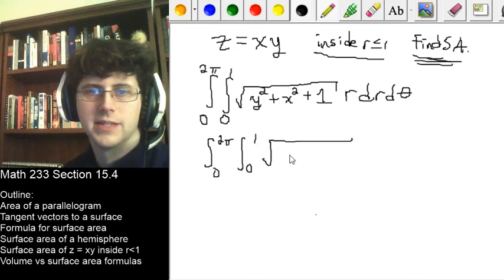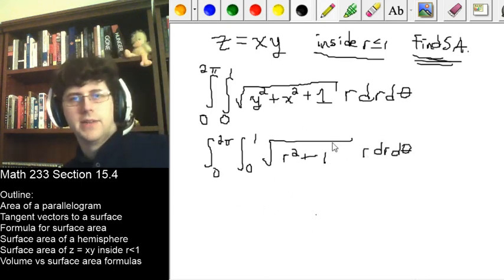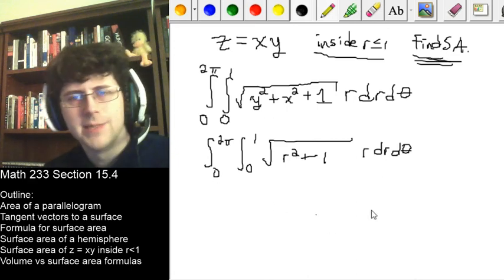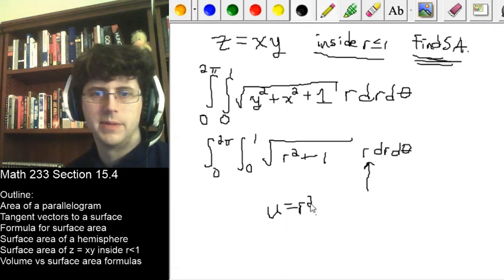X squared plus y squared is r squared. So now we have an integral, and hopefully this integral is possible. Yeah, this r makes it all possible. So again, if you wanted to finish this integral, you could let u equal r squared plus 1, and then the du would handle the r.